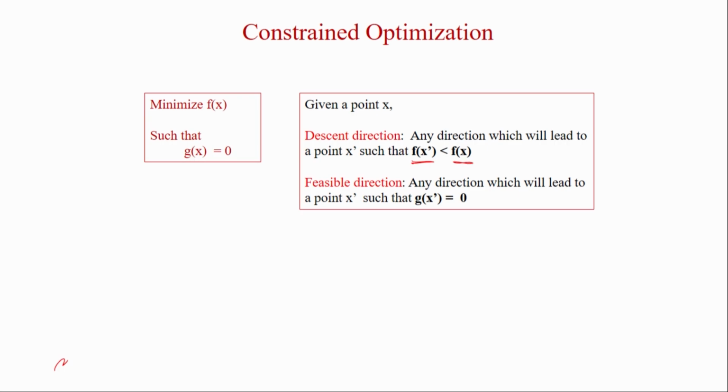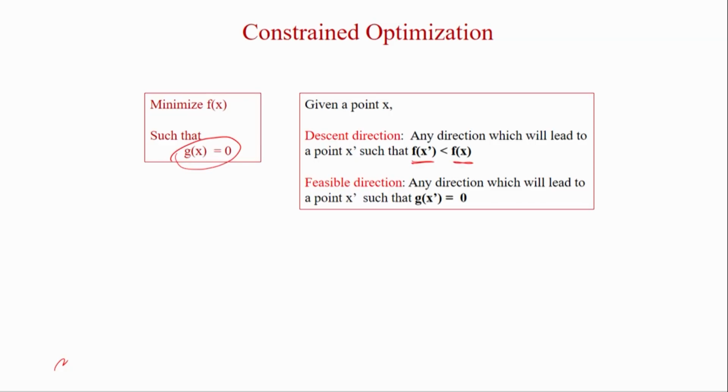The other thing to keep in mind in a constrained optimization problem, because there is a constraint, is this: you are at a point x, but then any direction which will lead you to a different point where the constraint is still satisfied is a feasible direction. So it is feasible to move in that direction because you are still good with respect to the constraint. So what is the constraint here? The constraint is g of x is 0, which means any direction which will lead to a point x prime such that g of x prime is also 0 is a feasible direction.